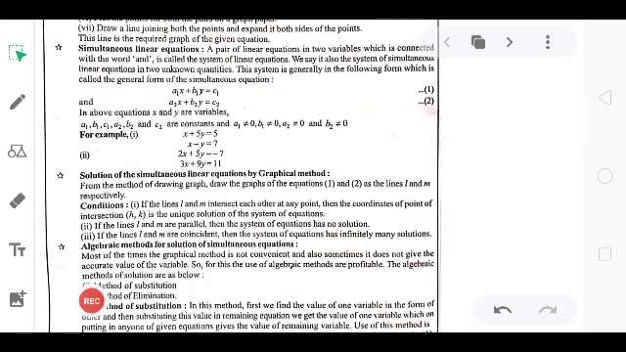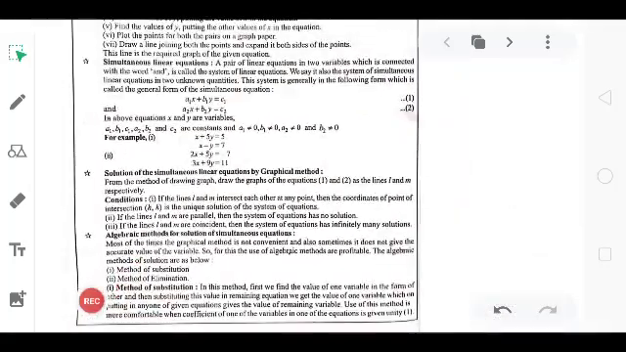What is given here? Draw the line joining both the points and extend it on both sides of the points. This line is the required graph of the given equation.